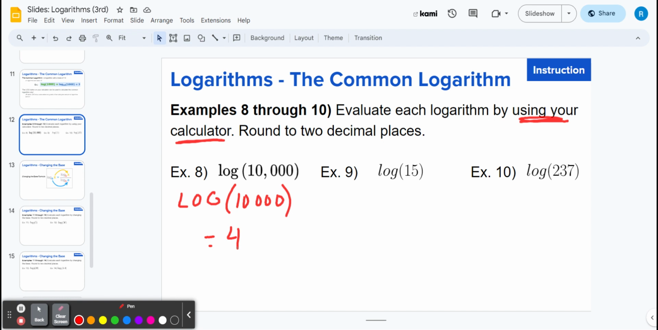So again, using our calculator for log 9, and we're going to round this to 2 decimal spots. We just punch in log 9. In this case, we get 0.95. And the last one, log of 237. We're going to round to 2 decimal spots. Again, we get 2.37 as our answer.